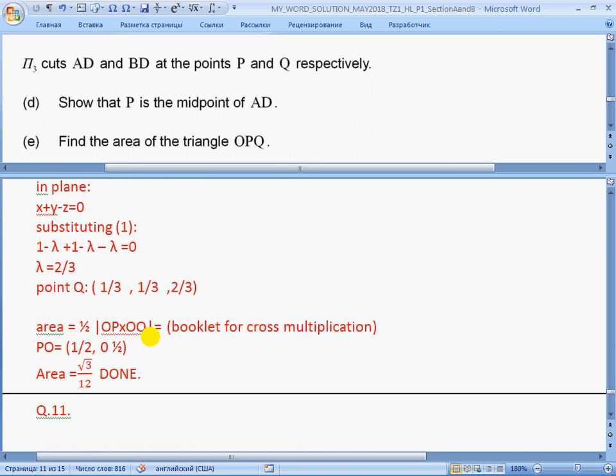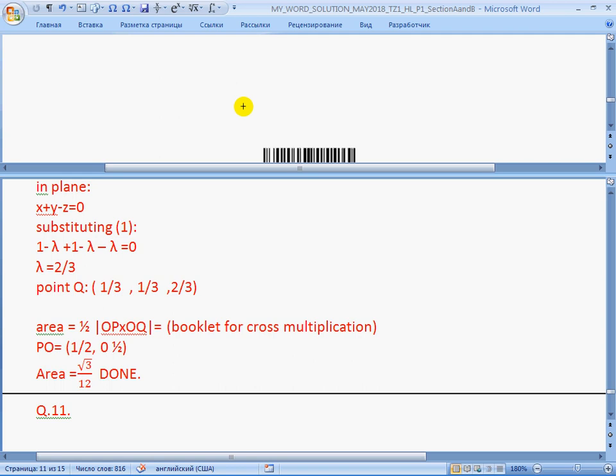To find the area, we need half of the cross product of OP and OQ. Again, you use the booklet for cross multiplication. So the P, Q coordinates are this. So the question is done. Now question 11.